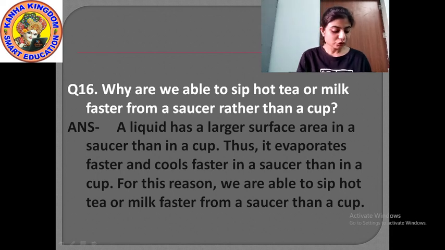Understood? Students, you also mind this thing. If evaporation is more, humidity is less. That means the water vapor in the atmosphere is less. But if the evaporation is less, the humidity in the atmosphere is more. That means the water vapor in the atmosphere is more. Understood?